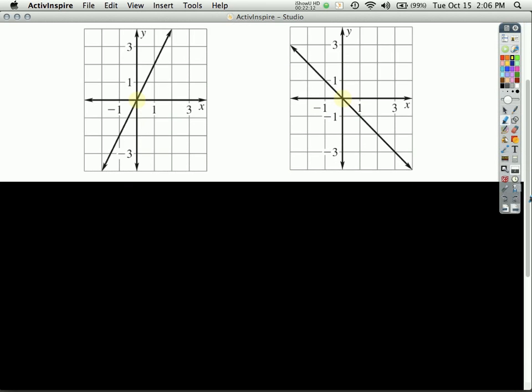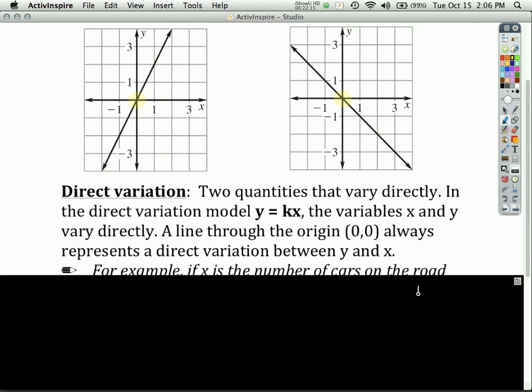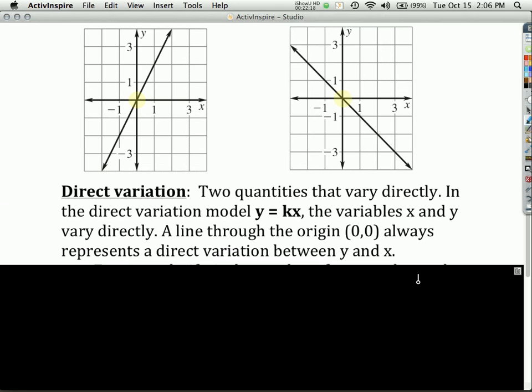So, what is the definition of a direct variation? This is a very technical definition, but there's a couple of important pieces to pull out. First of all, a direct variation might also be stated as two quantities varying directly, so you might see it said this way. And we're going to be using the model y equals kx. A line through the origin always represents a direct variation. That's what we just talked about.